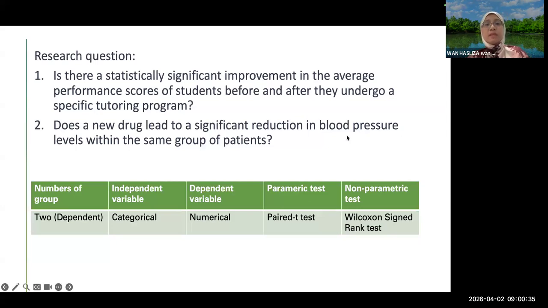So the blood pressure is numerical data, and of course you have two groups, pre and post, which is categorical. So we can use the paired t-test if it is normally distributed. For non-normal distribution, we have to use Wilcoxon. Okay, clear or not? Do you understand?